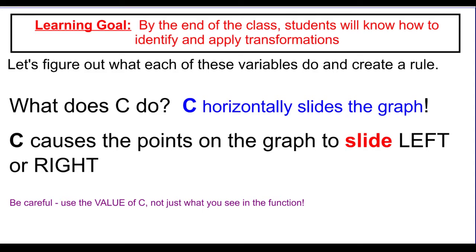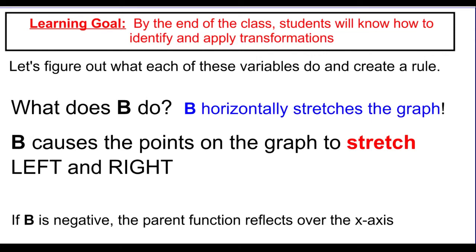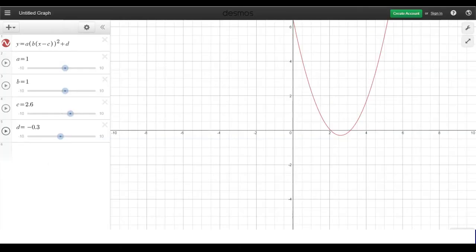Okay, so here's the last one. What does B do? B is inside of the function. Let's just see it happen. So when I'm taking a look at my graph, B is 1. B is kind of doing the same thing that A's doing.